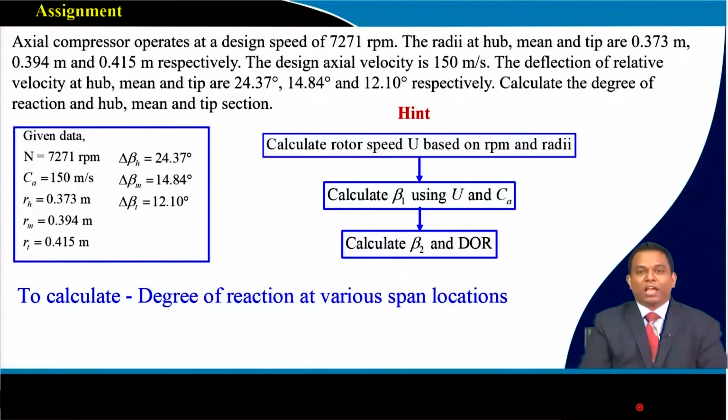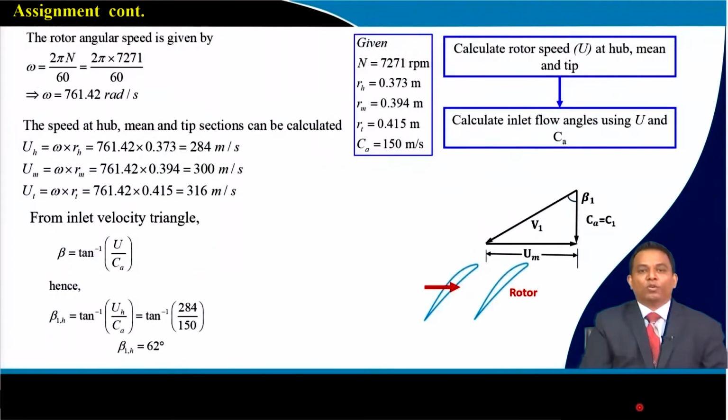As we have discussed, I have given you a hint for the calculation of degree of reaction at different stations. We need to calculate our peripheral speed at different stations. Axial velocity is known to us. The angle beta 1 we can calculate based on our axial velocity and peripheral speed. The blade deflection angle, delta beta, will help us in the calculation of angle beta 2, and based on that, by applying the equation for degree of reaction, we can calculate the degree of reaction. So let's look at the solution.